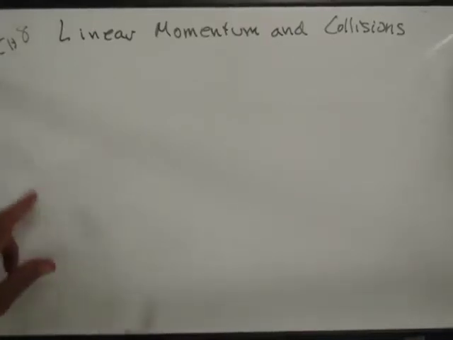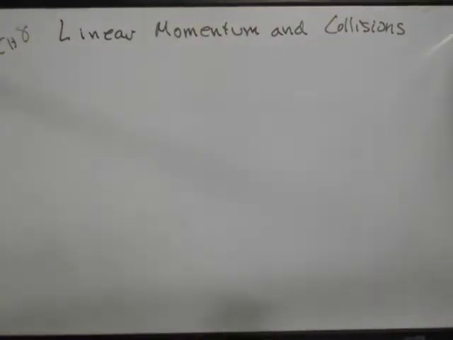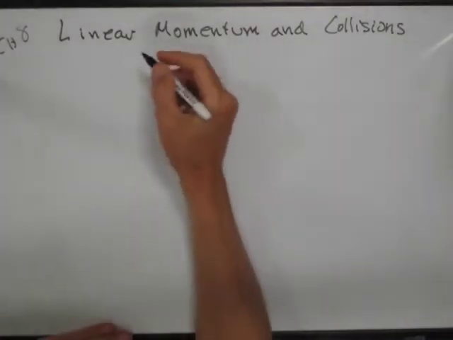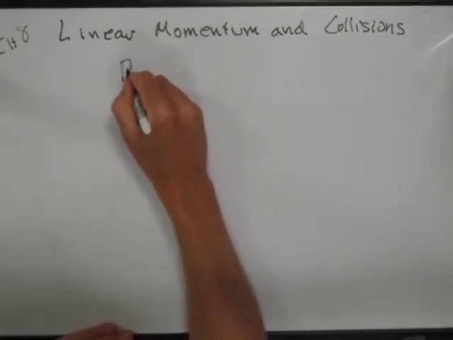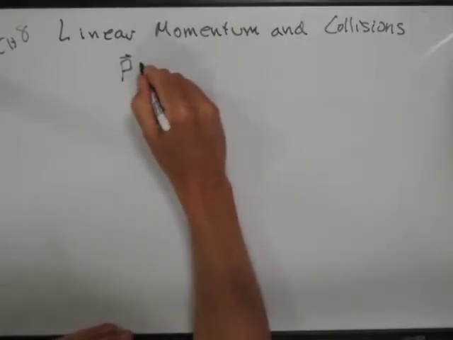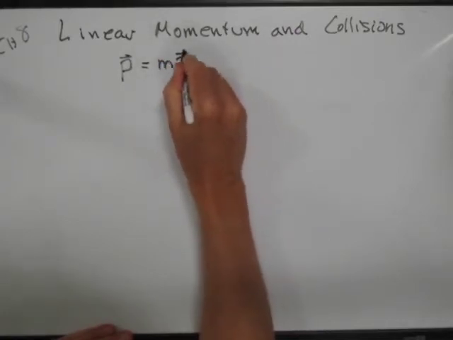So this is chapter 8. We're discussing linear momentum and collisions. Momentum is a new physical quantity for us, and it's defined this way. Usually we use a lowercase letter p, and momentum is mass times velocity.